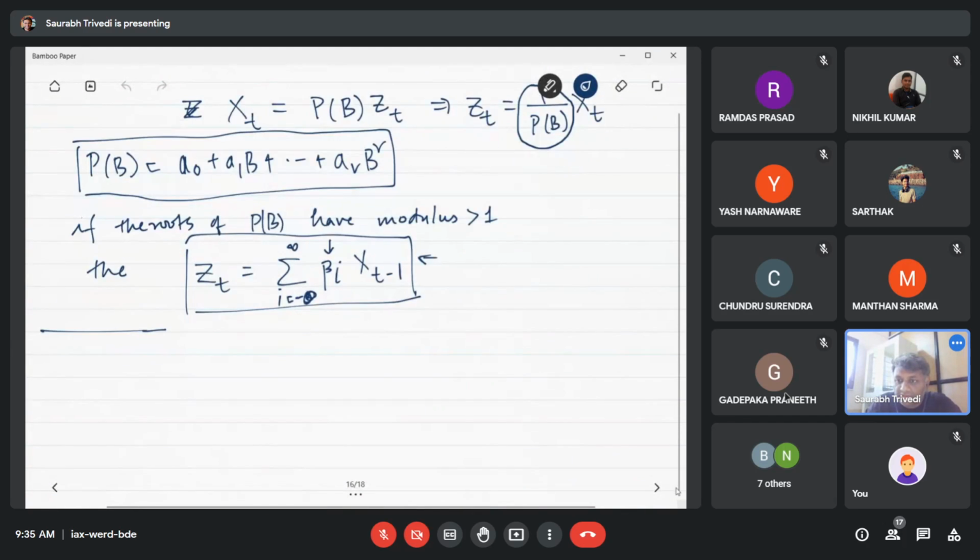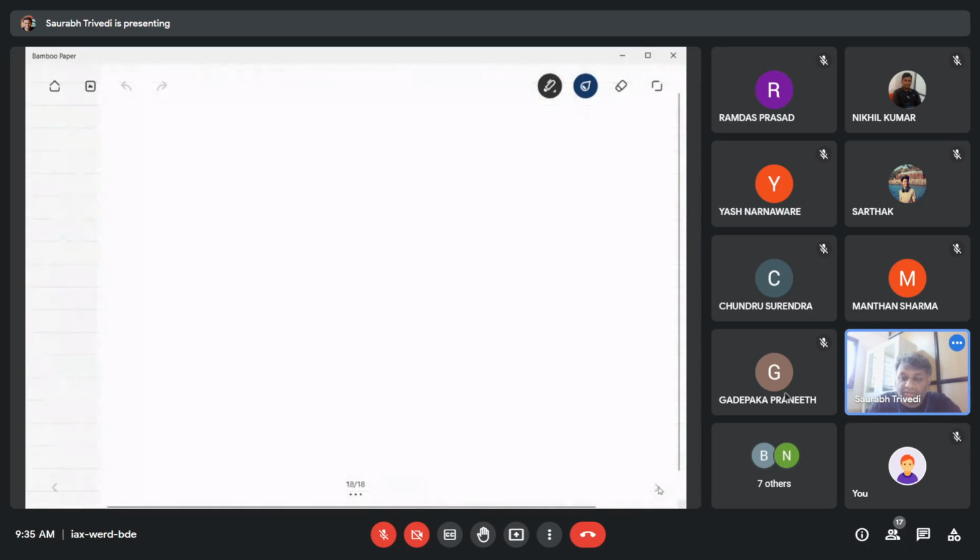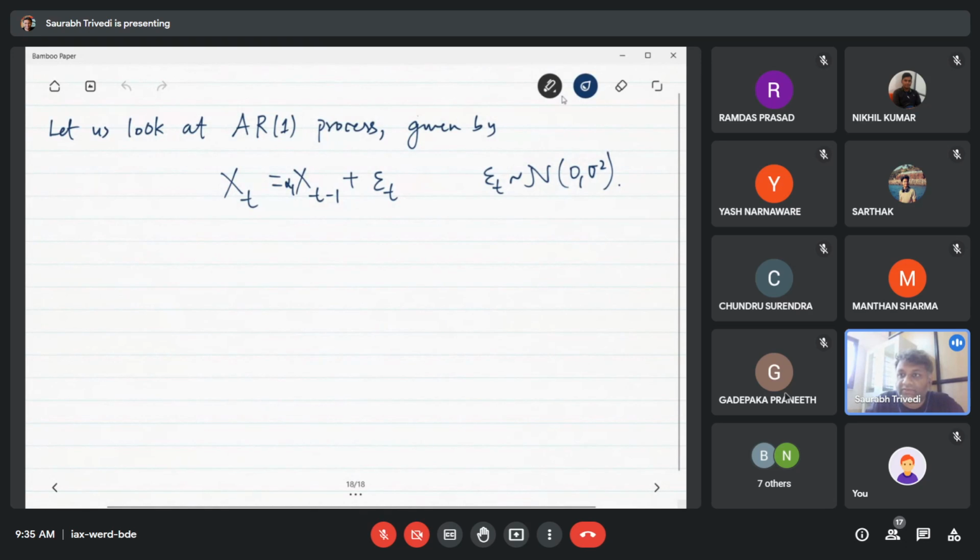So let's go with the definition of AR. Let's see what happens in the case when we have an autoregressive process of order 1. So xt equals alpha 1 xt minus 1 plus epsilon t. Okay, so this is an autoregressive process of order 1. Now we can do the same thing that we did with the MA process, trying to invert the process.